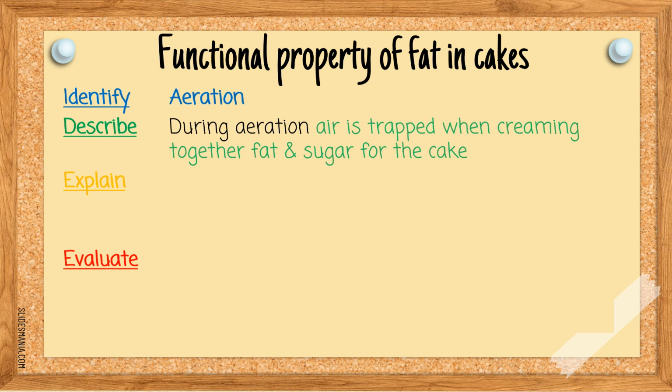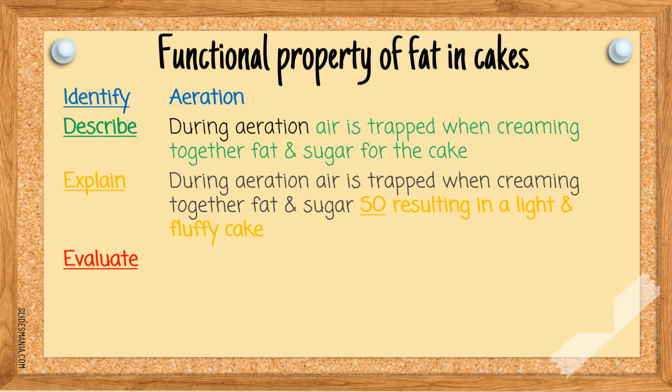If you're asked to explain the functional property of fat in cake, we need to be adding in a reason why we'd want to do this. So during aeration, air is trapped when creaming together fat and sugar. That's our description. We want to stab our answer, so use the word so, therefore, as or because, and we want to give a reason why we want to trap this air, so resulting in a light and fluffy cake.